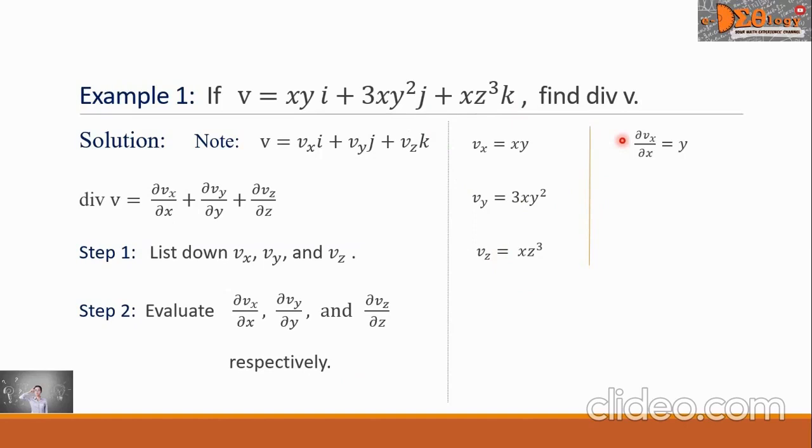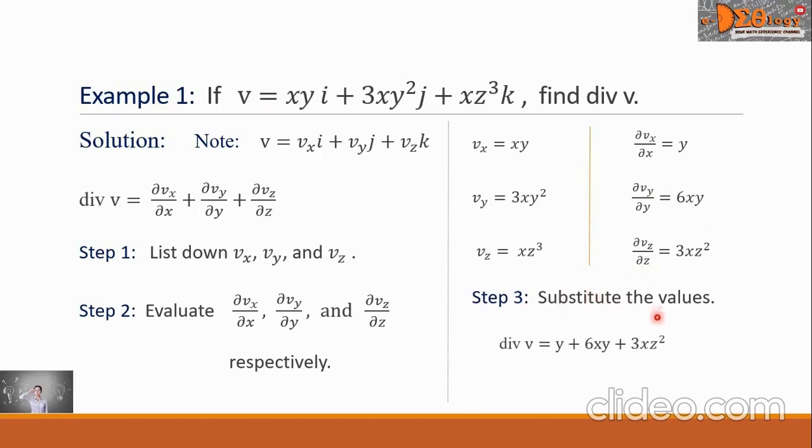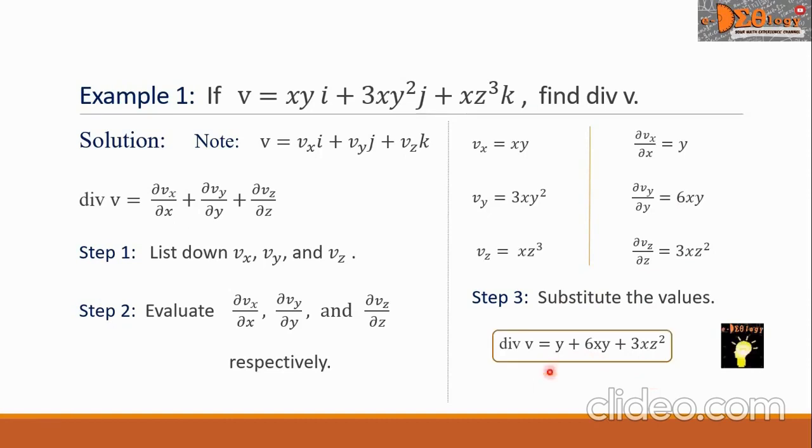Let's begin with the partial derivative of v sub x with respect to x, that is equal to y. Then partial derivative of v sub y with respect to y, and that is equal to 6xy. Then partial derivative of v sub z with respect to z, and we have 3xz squared. Step 3. Substitute the values. So divergence of v equals y plus 6xy plus 3xz squared. This is the final answer.